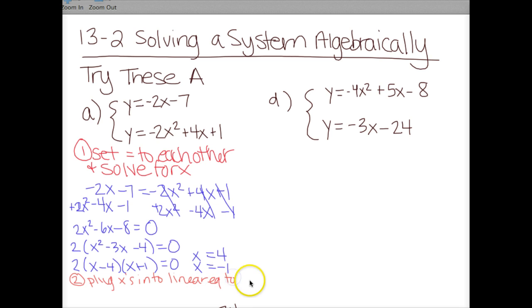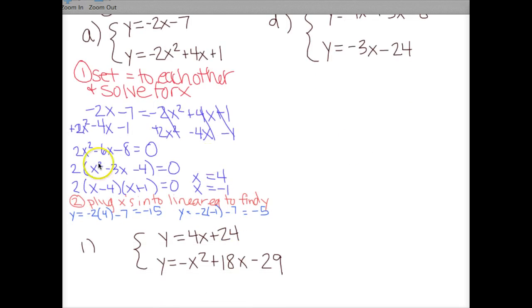And then we're going to plug the x's into the linear equation to find y. When I plug in 4 into the linear equation, I get y equals negative 2 times 4 minus 7. So that's negative 8 minus 7, which is negative 15. In the other solution, y equals negative 2 times negative 1 minus 7. So that gives me positive 2 minus 7, which is negative 5. So step 2 is done.